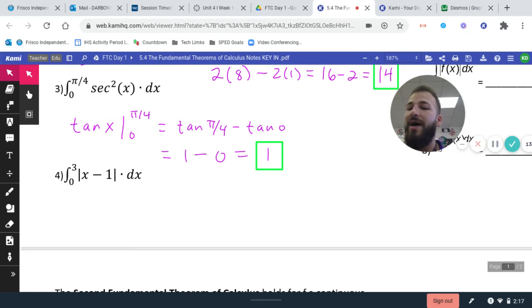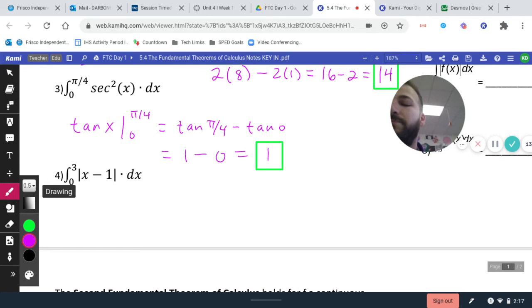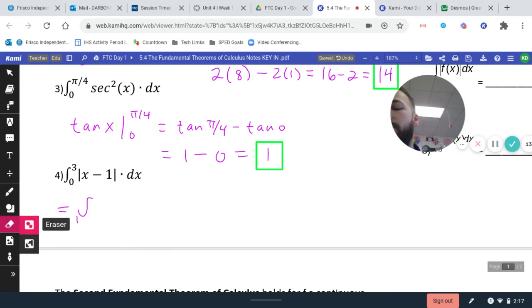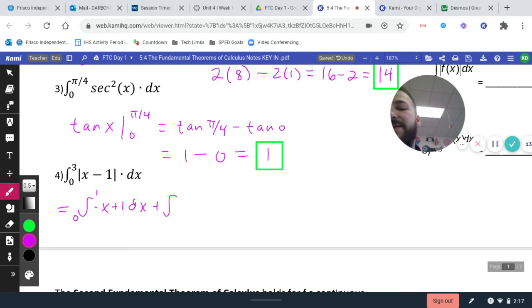So likewise, I can split this integral of the absolute value of x minus 1 into the integral from 0 to 1 of negative x plus 1 dx, plus the integral from 1 to 3 of x minus 1 dx.